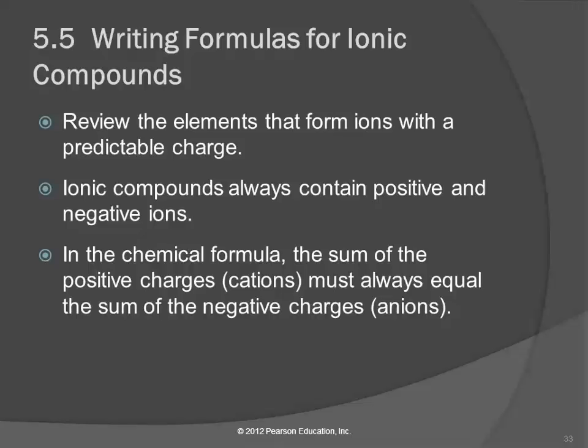We're going to learn how to write formulas for ionic compounds, section 5.5. So let's very quickly review the elements that form ions with predictable charges. The nonmetals form ions with predictable charges. We talked about pretending it was a board game and counting backwards. So the noble gases are 0. They don't form any ions.